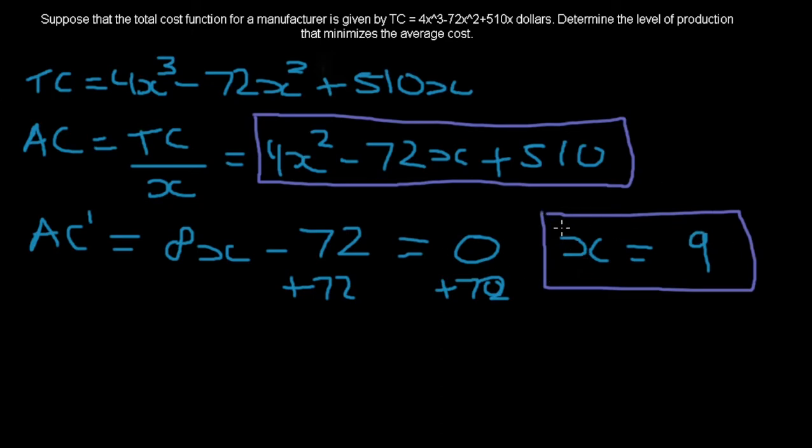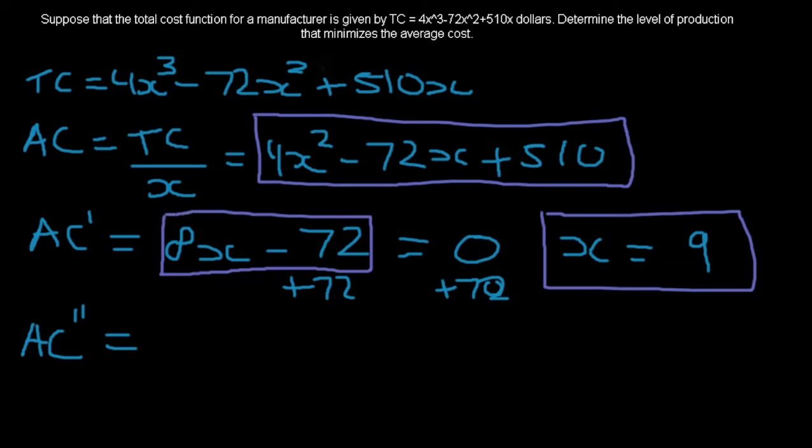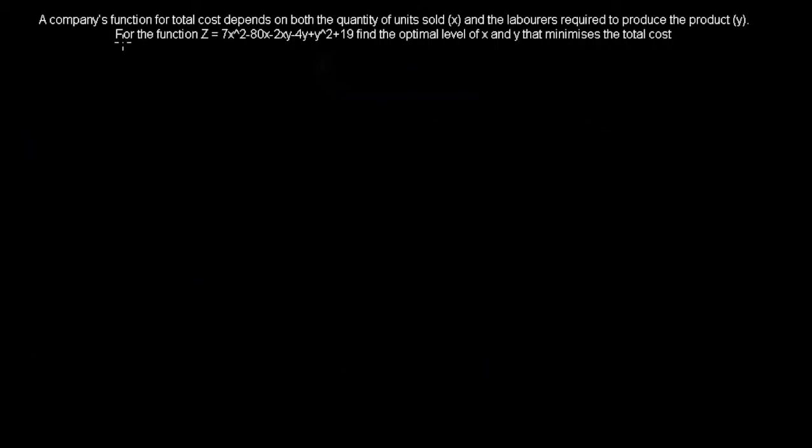And now, to determine whether this is a minimum or a maximum or a stationary point, we don't quite know yet, we have to do a second derivative test. So we'll do that. For the average cost, we find the second derivative, and it's pretty simple. We can see from here that it's just going to be 8, which is greater than 0, and therefore we have a minimum. So we've solved that problem. We've found the minimum value, which is x equals 9, that will have the lowest cost for our function.